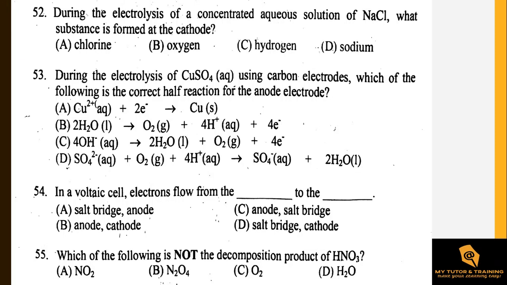ተማሪዎች እስኪ ወደሚቀጥለው ጥያቄ እንለፍ። 52ኛ ጥያቄ or question number 52 it says during the electrolysis of a concentrated aqueous solution of sodium chloride what substance is formed at the cathode. cathode ምን አይነት ኤሌክትሮድ ነው? በኤሌክትሮላይሲስ ሴል ያው ሁለት ሜታል ስትሪፖች አሉት፣ አንደኛው anode metal strip and the next one is what cathode. Anode is positive and cathode is what negative for electrolytic cells.